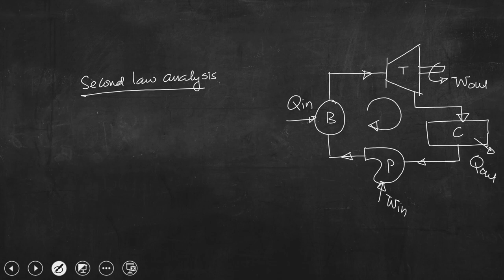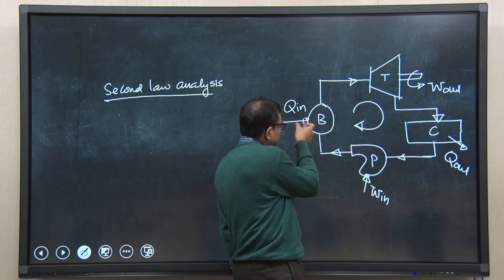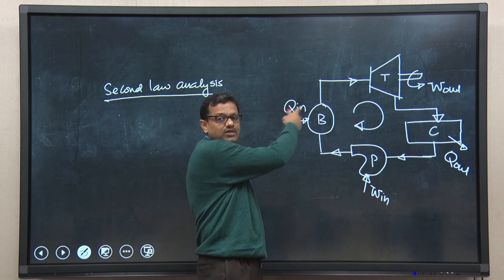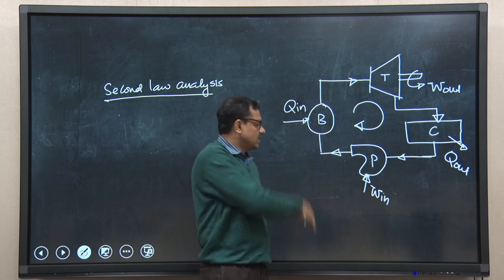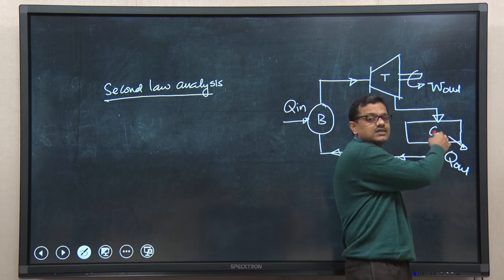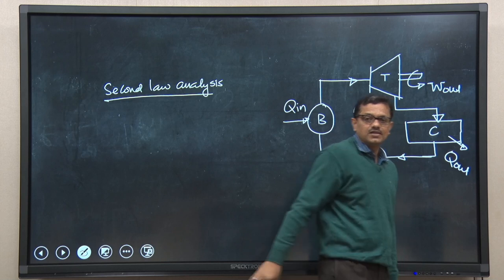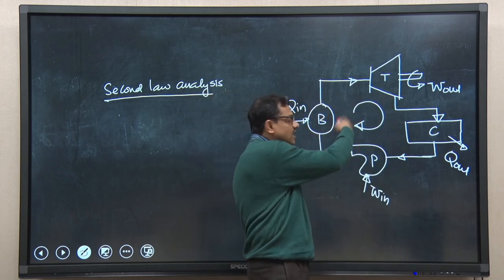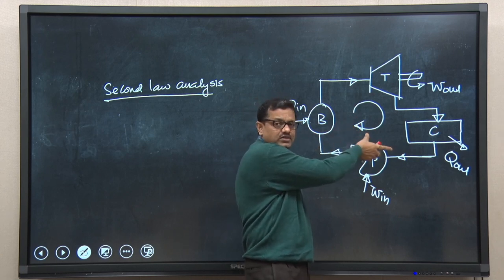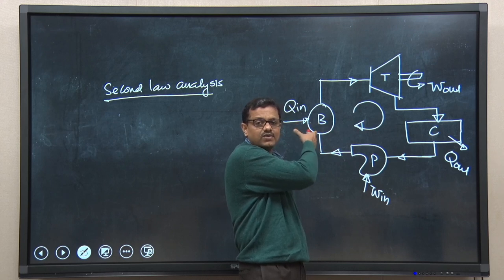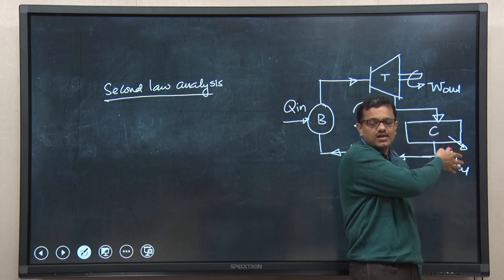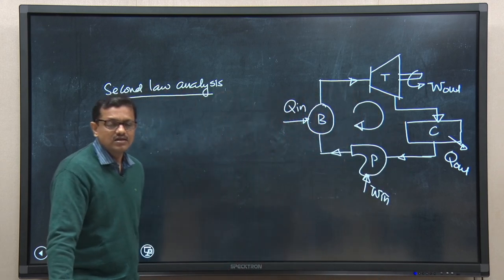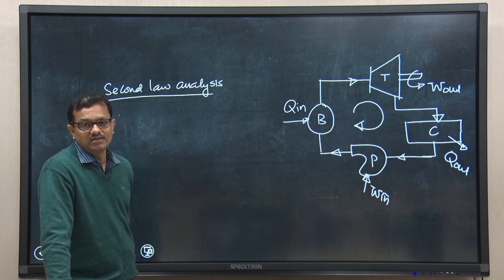What we can see, all the processes are internally reversible, right? But what is done over here? Heat is added from a high temperature thermal reservoir to the boiling liquid. And finally, at this component, heat is rejected from the condensing steam to the low temperature reservoir. So, although the processes are internally reversible, these two processes, that is addition of heat from the high temperature thermal reservoir to the boiling liquid and rejection of heat from the condensing steam to the low temperature reservoir, are not reversible externally. So, these are highly irreversible processes.